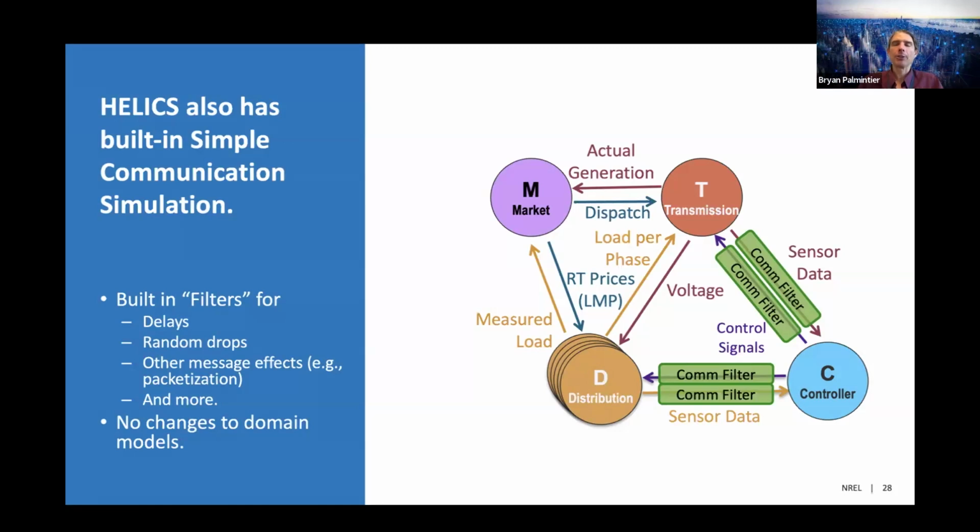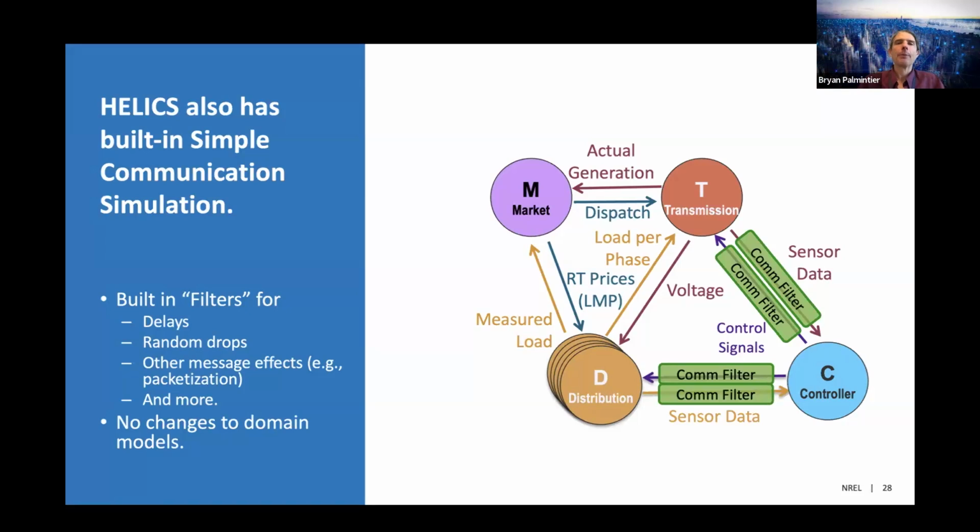tools and models. So you can see in this block diagram, stylistically, the transmission block, the distribution block, the controller block, those are the same. Those models haven't changed. The interfaces haven't changed. But through Helix, when the data is being exchanged, we can apply this filter to add in some of these non-idealities. We can even do fancier things like, without changing the tools, route that signal through a detailed network simulation as well.